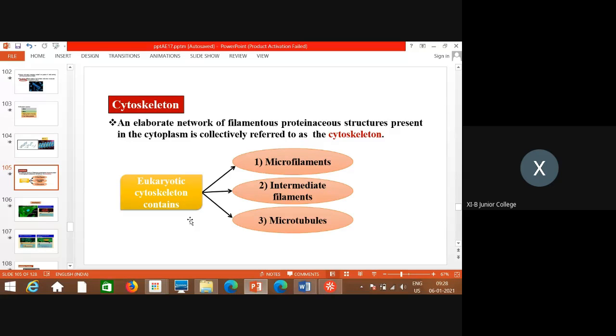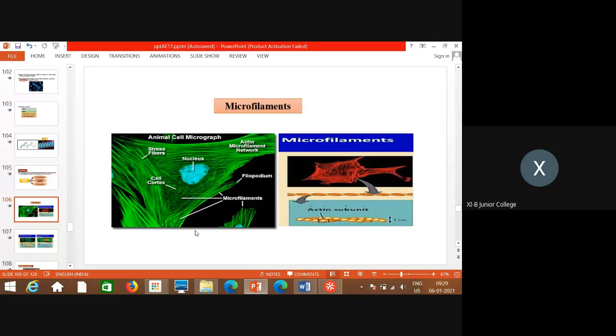These filaments, these structures which are in the filamentous form, are made up of a specific type of protein. That's why they are called proteinaceous structures, forming a network with a specific shape or structure. Microfilaments, intermediate filaments, and microtubules are the three types of proteinaceous filaments.